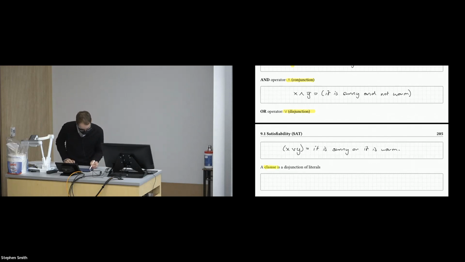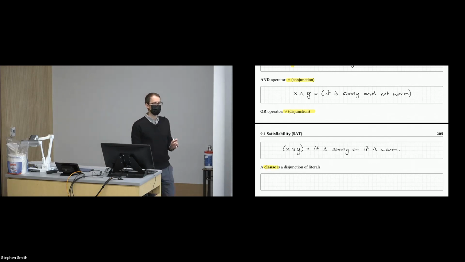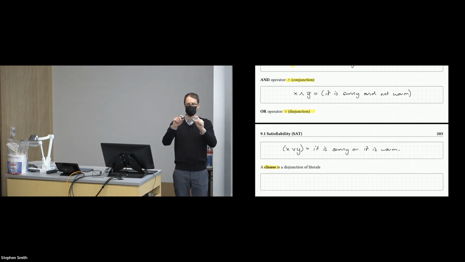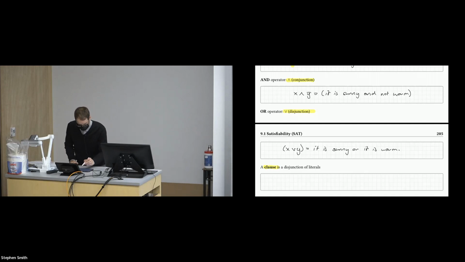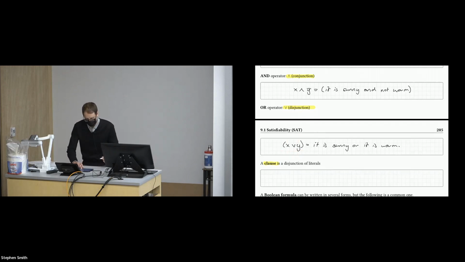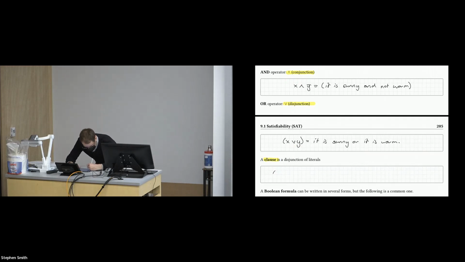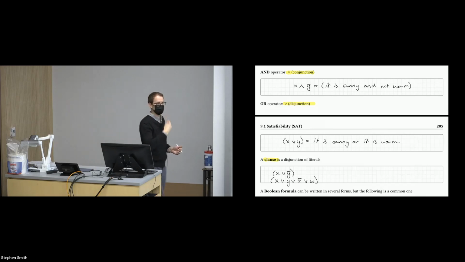And then in satisfiability, a clause is a disjunction of literals. So it's a bunch of literals, that's the variable or its negation, with ors in between. So that's a clause, right? That has two positive literals, X and Y, with one or connecting them. Another, X or not Y, that would be a clause. X or Y or not Z or, I don't know, W, that's another clause. Anything like that.